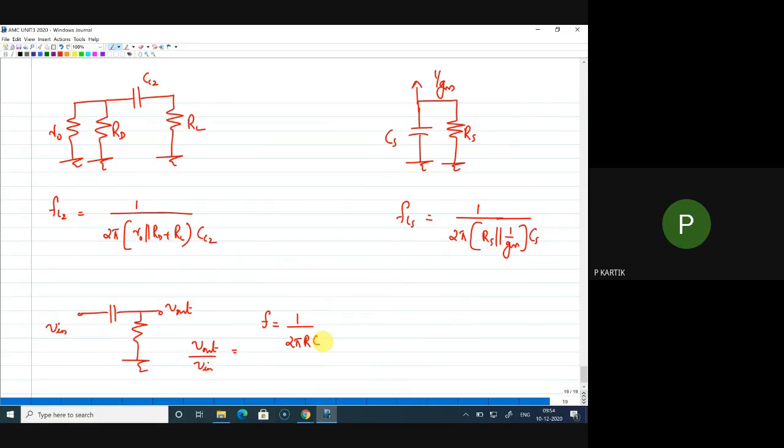Okay, sir. Could you explain again how you got FLCS for the source? Yeah. So you have the capacitor CS. Across the CS, there is an RS component, and the impedance looking into the source is 1 by GM approximately. Right? Right. Okay, sir.